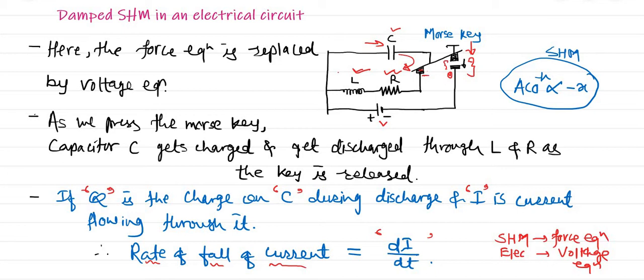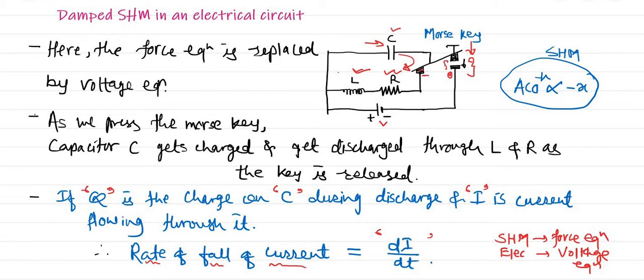Within 1 minute we will revise what we did in the last video. We have taken one electrical circuit with three parameters L, C and R. L stands for inductor, C stands for capacitor and R stands for resistor. We have arranged them such that L and R are parallel to C, and they are fixed with a Morse key and a potential difference battery V.